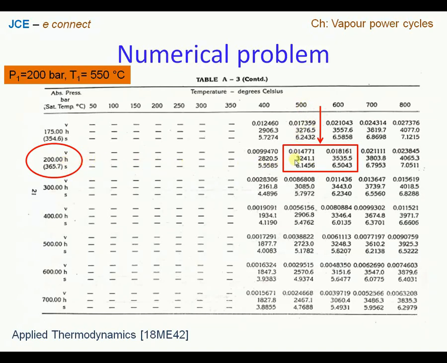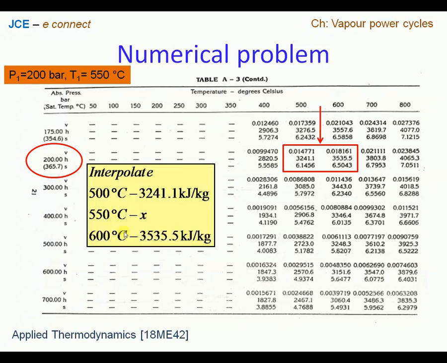For 500 degrees Celsius, the corresponding enthalpy is 3241.1 kilojoule per kg. Similarly, for 600 degrees Celsius the corresponding enthalpy is 3535.5 kilojoule per kg, and for 550 degrees Celsius we don't have it, so it is X. Therefore we can formulate this so that we can interpolate. For 500 degrees Celsius the enthalpy is shown here, for 550 degrees Celsius it is unknown and substituted as X, and for 600 degrees Celsius we have the enthalpy noted from the box.